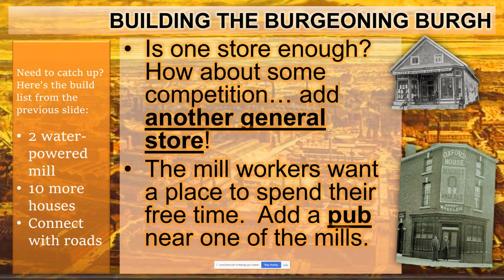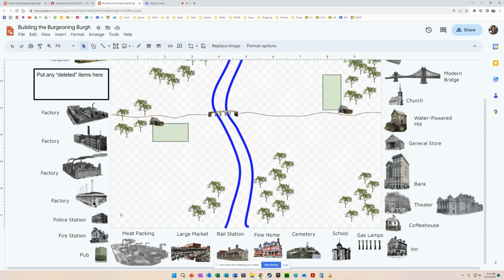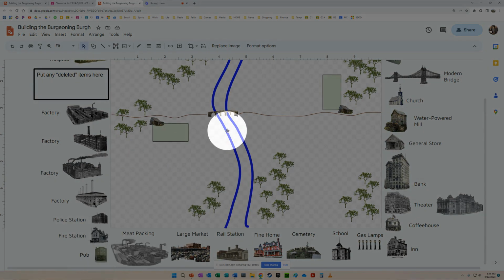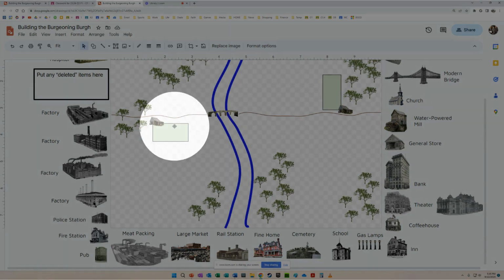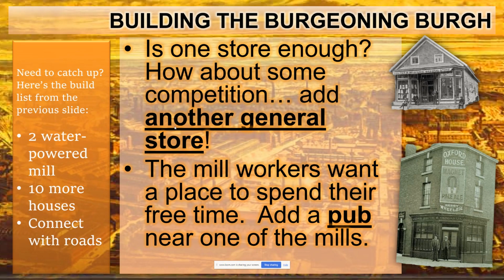So go ahead and add a pub. A pub is on the bottom left side here. Place that anywhere, as long as it's accessible for all of your workers. So the mill workers want a place to spend some free time, so add a pub anywhere you'd like. Put it by one of the mills so that the workers have time to relieve their pain a little bit, or to enjoy with friends, one or the other. But either way, you should at this point have a general store down, and probably also a pub as well.